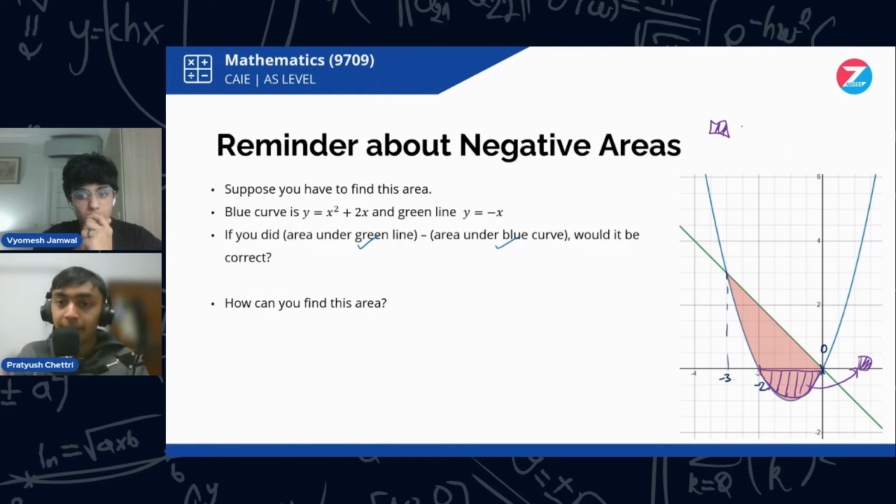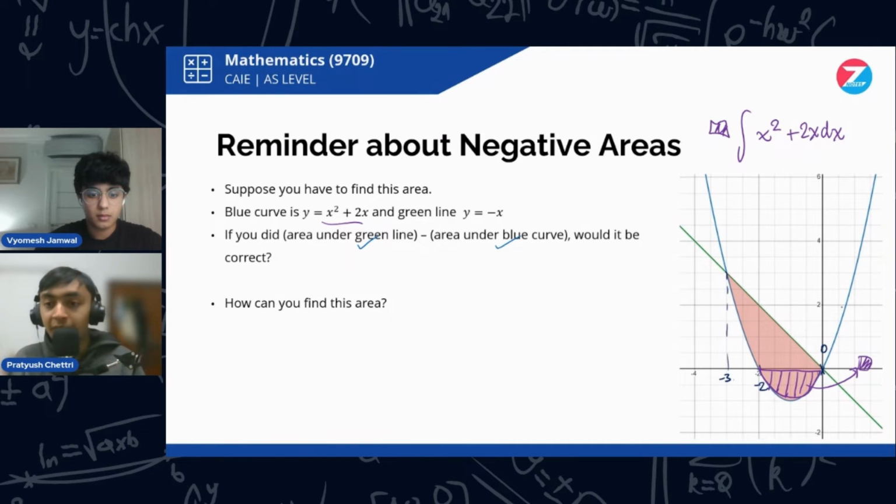This is integrate the blue curve, which is x squared plus 2x. It's the area this blue curve makes with the x-axis from minus 2 to 0. So minus 2 to 0. So that's one of the areas. Now I need to find the rest of the area. How can I do this?